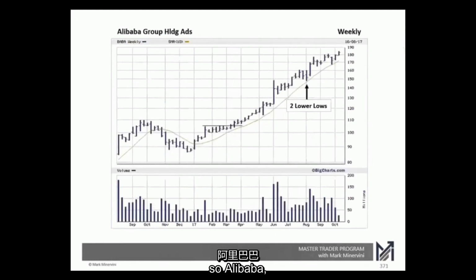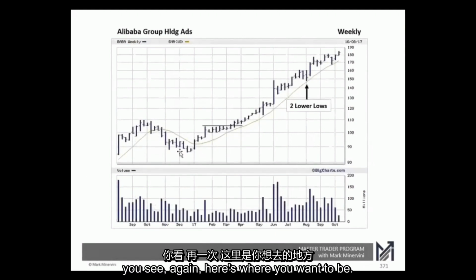So Alibaba, of course. You see, again, here's where you want to be buying.